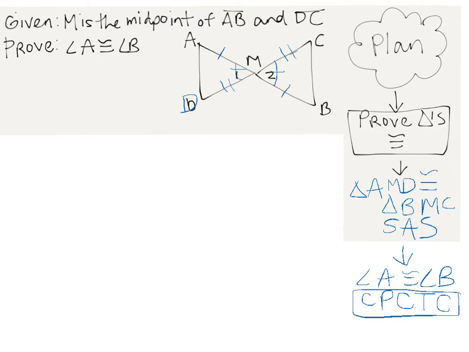Now, I'm going to write the abbreviation here, but you're going to have to write the whole thing in your proof. Yep, corresponding parts of congruent triangles are congruent. That's the abbreviation. So that's our plan. Go ahead and set up your statements and reasons, and we'll move on to the real proof.